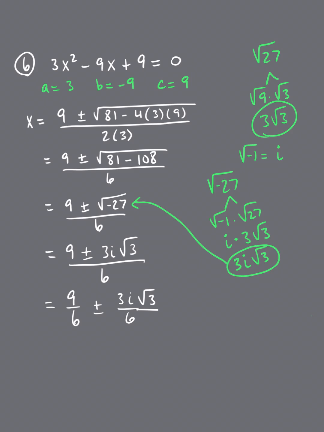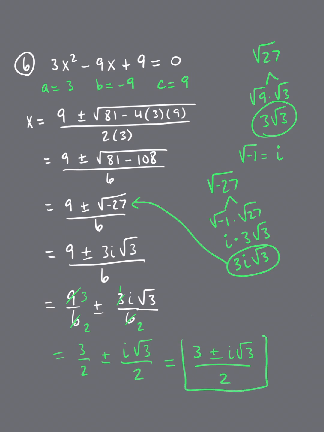Like if you're dividing the 9 by 6, you still need to make sure that you divide the 3 by 6 as well. So 3 goes into 9 3 times and into 6 2 times. So this will simplify to 3 over 2 plus or minus. 3 goes into 6 2 times, so this will simplify to 1/2. So we don't have to write the 1 since we have the i square root of 3 over 2. And this is our final answer, or you might see it written like this instead, all as 1 fraction over our common denominator. This is a more common way to write it.